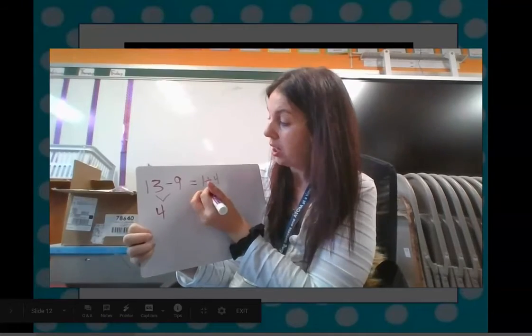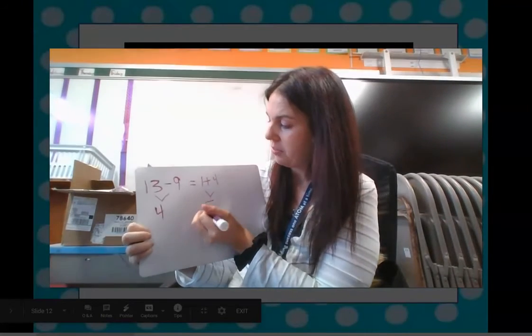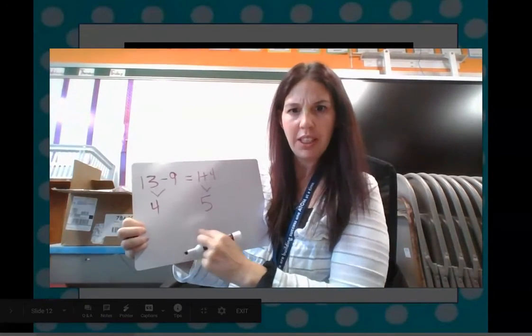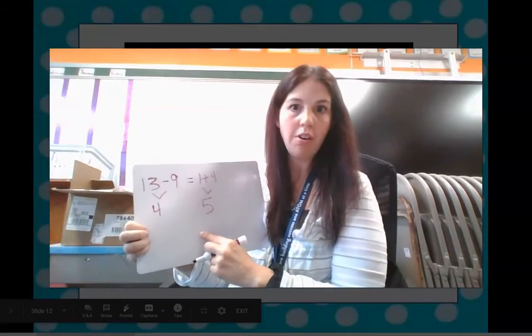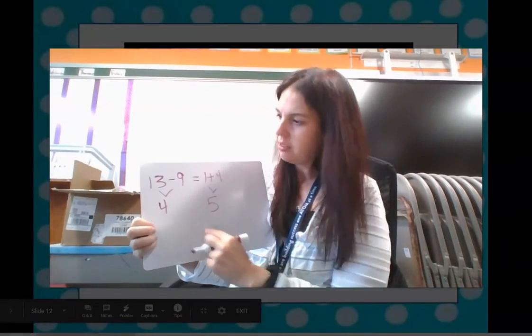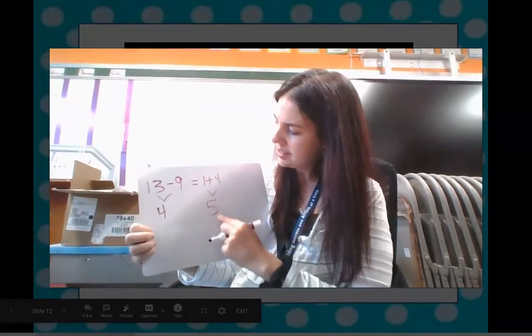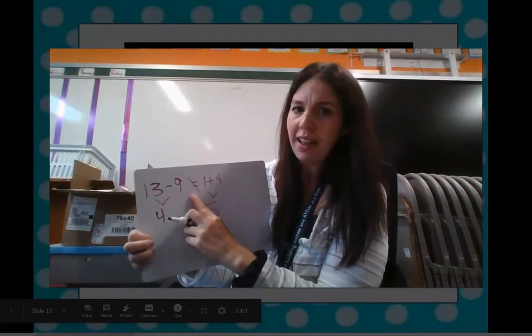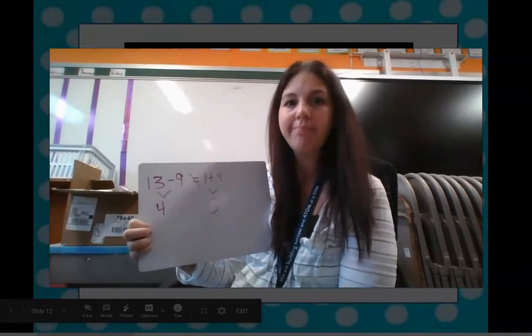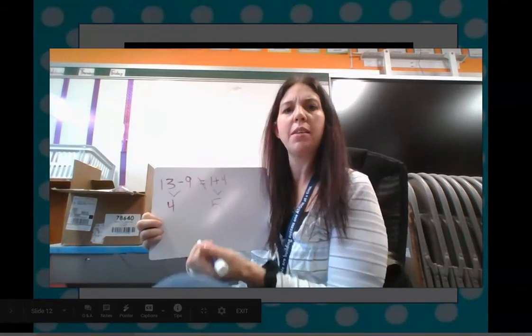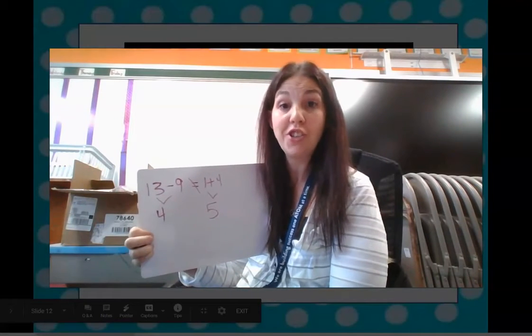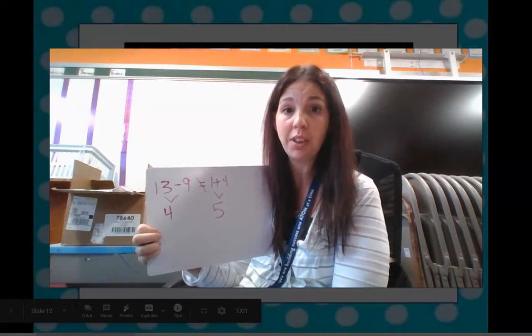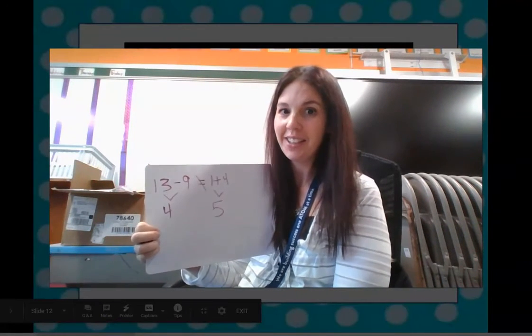1 plus 4 is 5. Are these two equal? No, they're not equal. This one is 4 and this one is 5. They are not equal. What could I do to make them equal? Could I change one of the numbers to make them equal? I think I could.